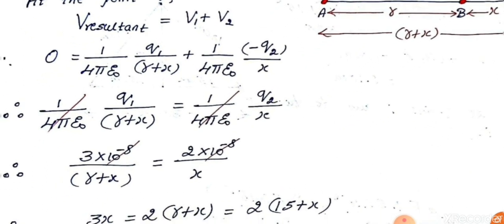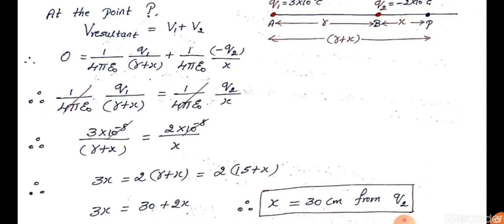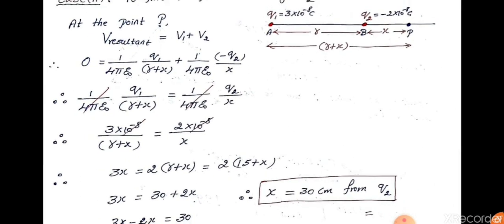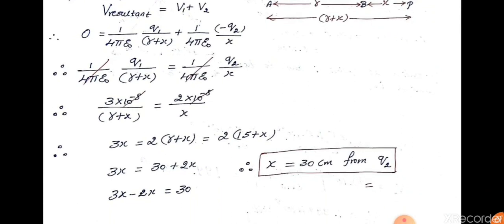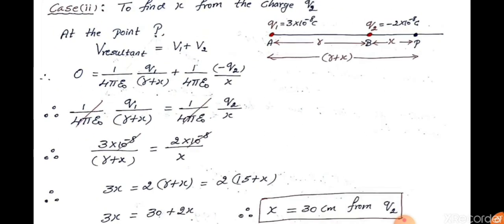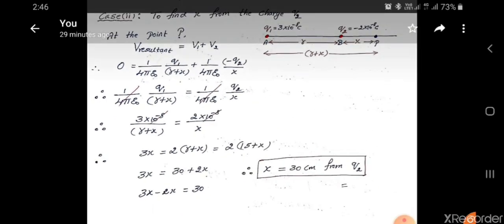Now shift one term to the LHS side, and then the negative will become positive. Then cancel the 1 by 4 pi epsilon naught, then substitute the values, and the 10 power minus 8 gets cancelled. Then after simplification by taking the cross multiplication, you will get the x value as 30 centimeter. So on the lower magnitude charge's side, at a distance of 30 centimeter, the resultant potential will become 0. This problem we can solve in two cases.